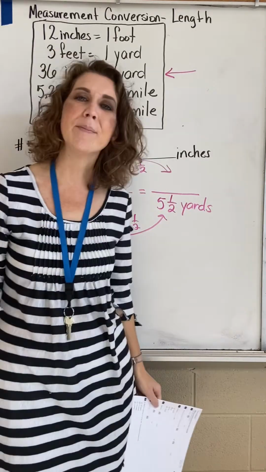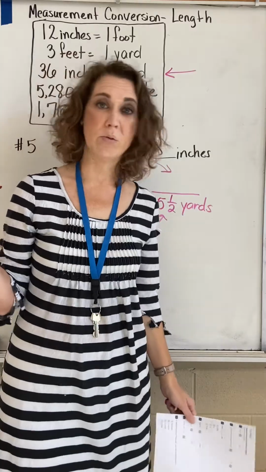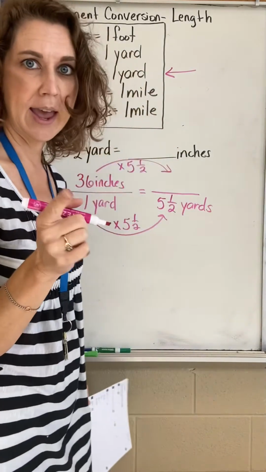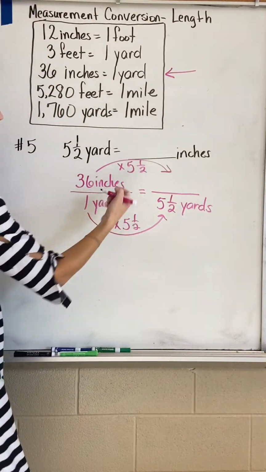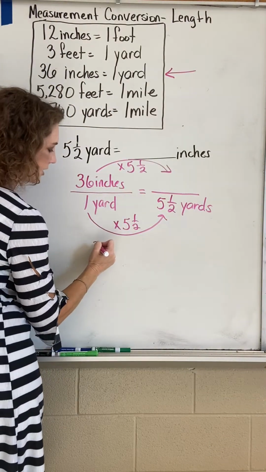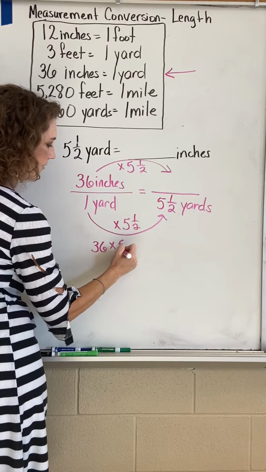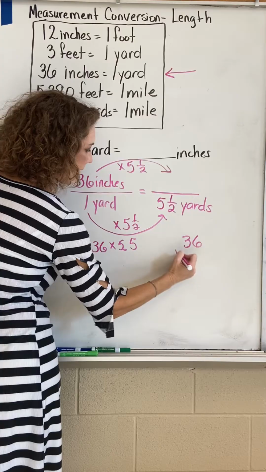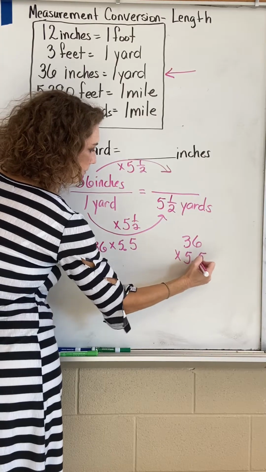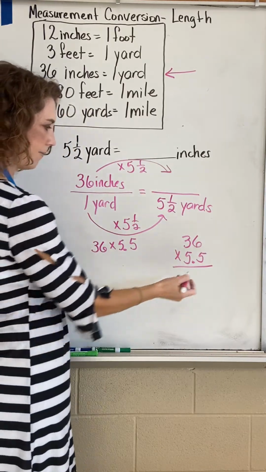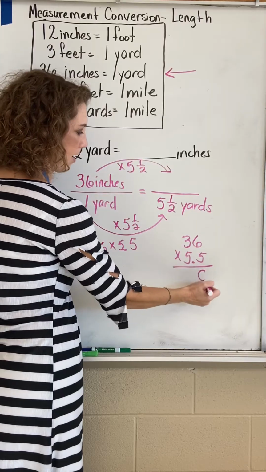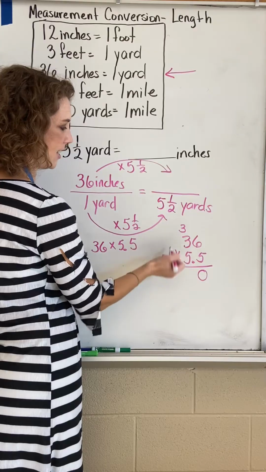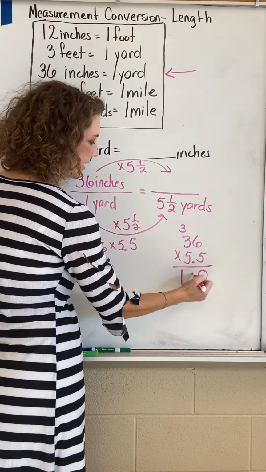You might be like, wait a minute, how are we going to do that? Well, you learned how to multiply fractions and mixed numbers last year, but we're going to change it to a decimal. 5.5 is the same as 5 and a half. So let's do 36 times 5.5. I'm going to stack mine. We've been practicing this. Okay, 5 times 6 is 30, right? Write your 0, carry your 3. 5 times 3 is 15, plus 3 is 18.